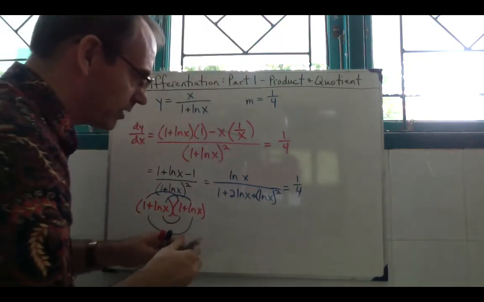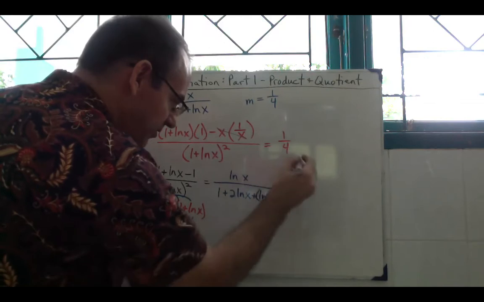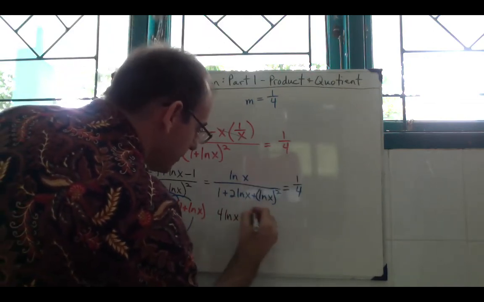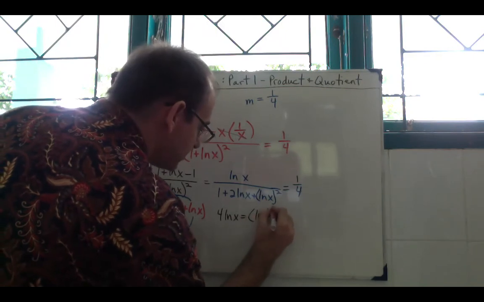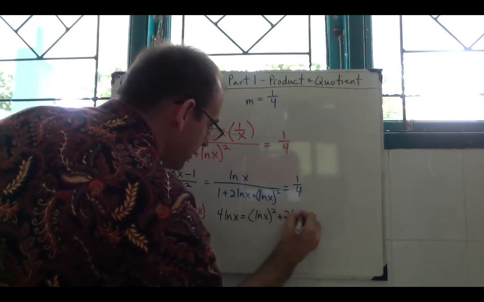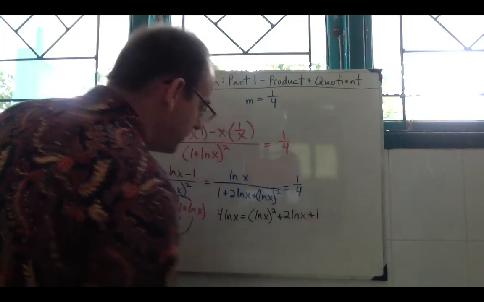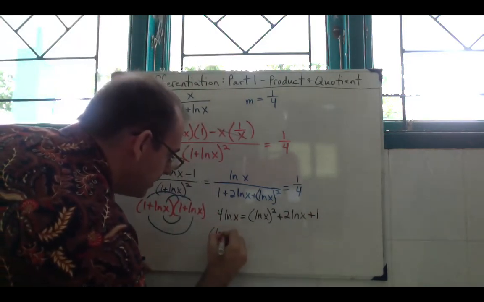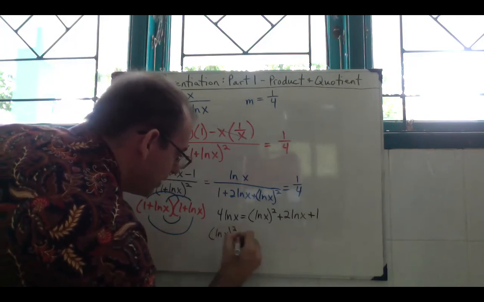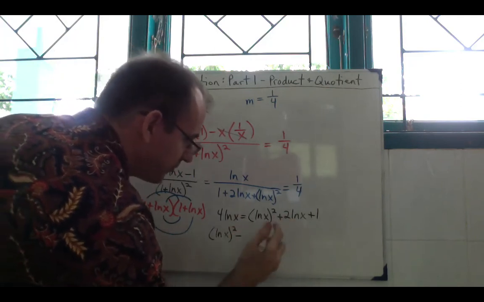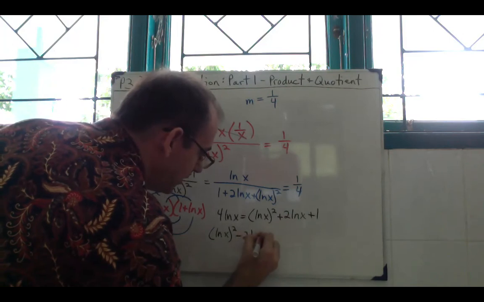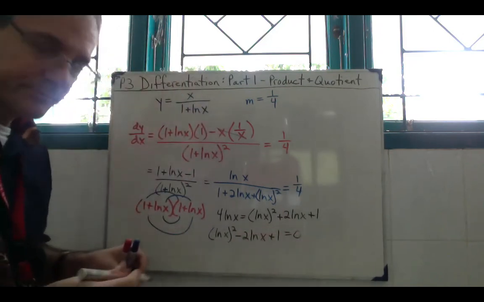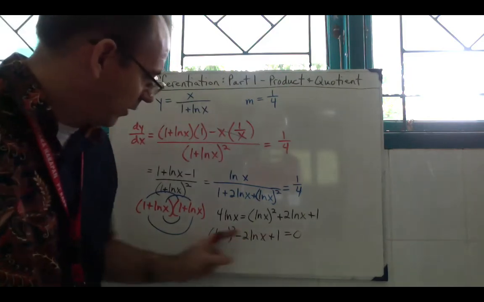So when we work this out, we get 4, cross multiply, 4 ln x equals our ln x squared plus 2 ln x plus 1. Subtract this to the other side, our ln x squared. So if we subtract 4 ln x, we get ln x squared minus 2 ln x plus 1 equals 0. And now this is a quadratic.